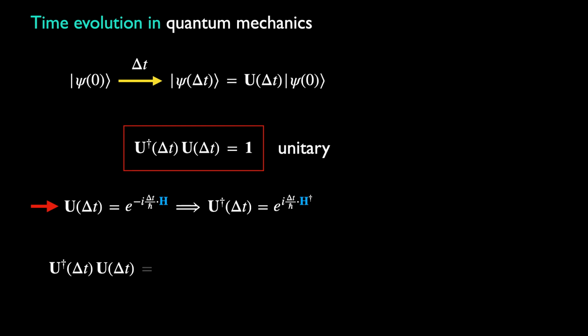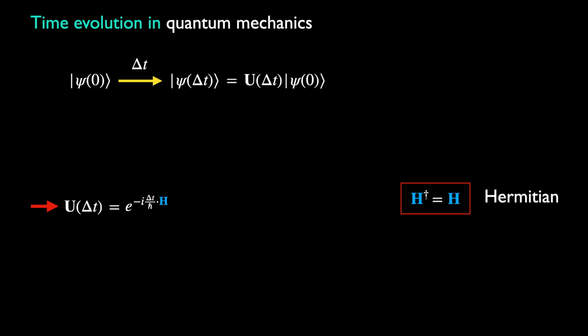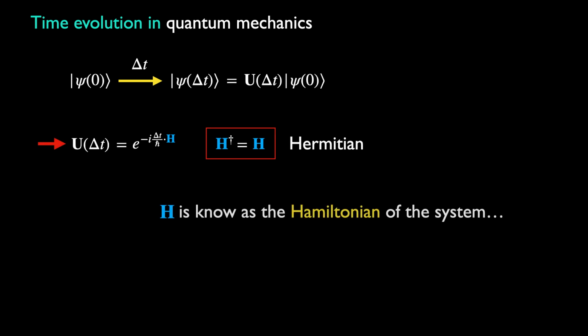Thus U dagger U is equal to the following, which should be equal to the identity operator. Now multiply both sides of this equation by the inverse of U. This equation implies that H dagger must be equal to H. Therefore, H is a Hermitian operator, and so could be an observable of the system. In fact, this is known as the Hamiltonian of the system, and is actually the energy.